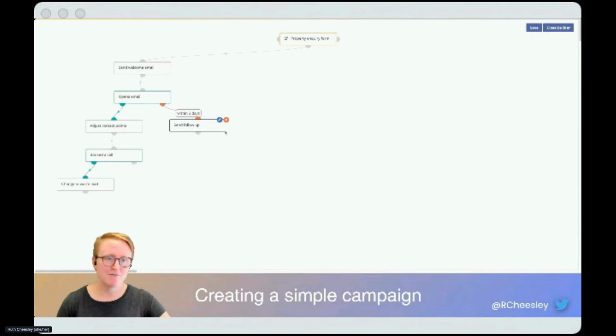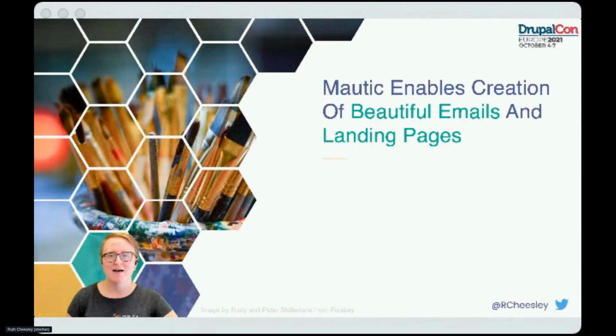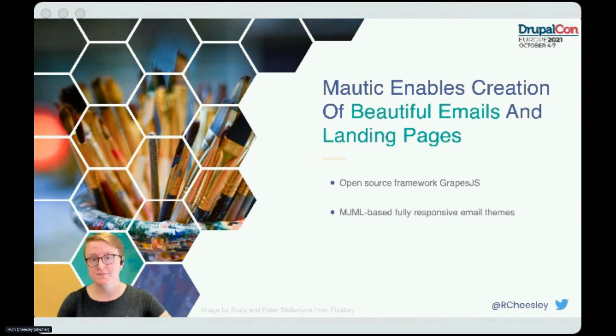But we don't only have a really funky, beautiful campaign builder. We now, since Mautic 4, have a really beautiful landing page and email builder. It's based on the open source framework GrapesJS. It creates MJML-based fully responsive email themes. MJML is amazing. It's a very, very simple markup, which then converts into all of the bloated code that you need for emails to look beautiful in all the different clients. Really great tool. So you haven't got to worry about that yourself, basically. It does it all for you.